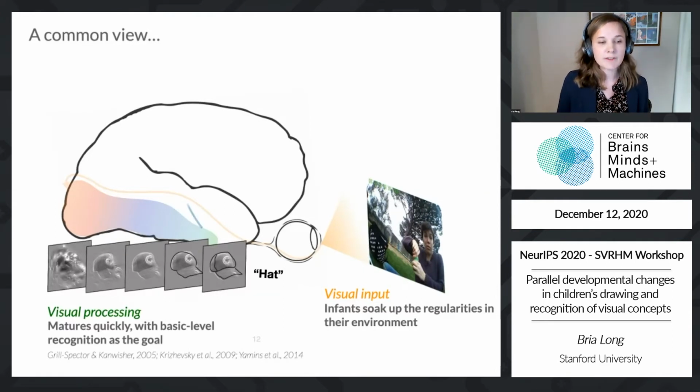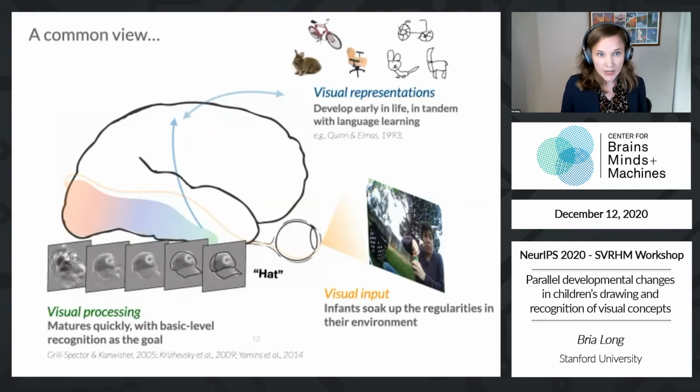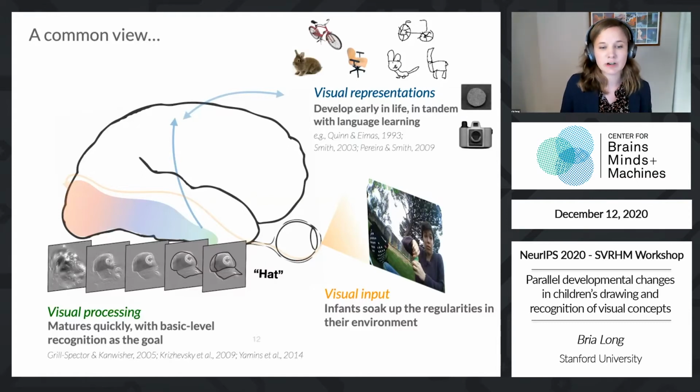In turn, we've often thought of children's visual representations as maturing relatively early in life. Indeed, even very young infants can distinguish between different basic level categories in certain paradigms. And by the age of 2 years, children do a very good job of generalizing visual concepts to their abstracted versions. Today, I'll present some evidence, however, that this view is incomplete.